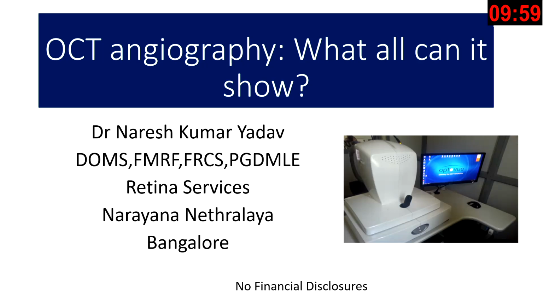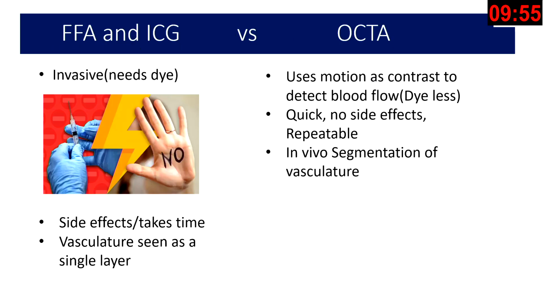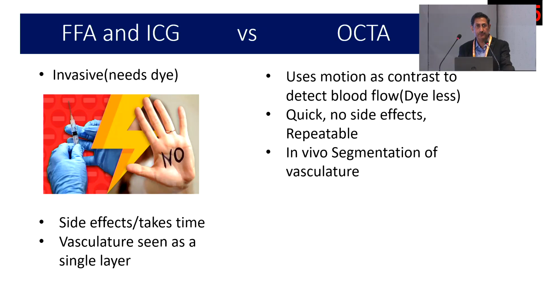I will be speaking on OCT angiography. What all can it show us? So we all know that FFA and ICG is the gold standard for imaging the retinal and choroidal vasculature, but it's an invasive procedure. It needs a dye to be injected. It rarely can have serious side effects, and the vasculature is seen as a single layer.